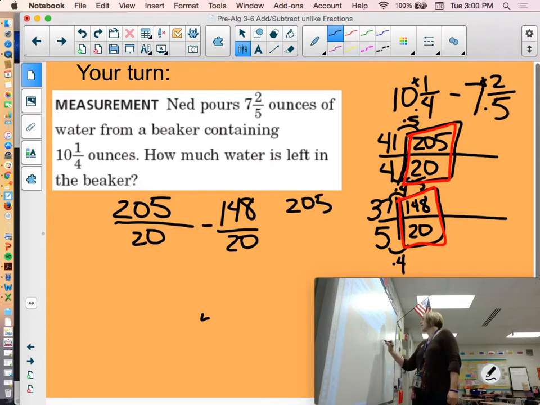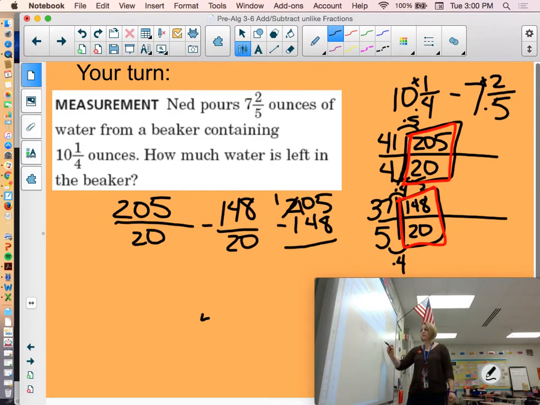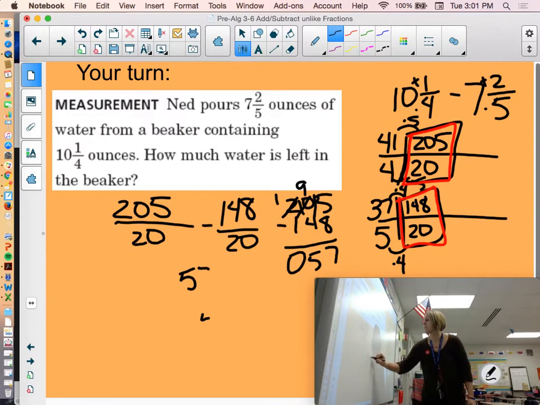So 205 minus 148. I can't subtract. 5 minus 8 does not work. So I have to borrow. I can't borrow from here, so I have to borrow from here. Remember, a lot of you have had trouble with this borrowing thing. Keep borrowing as long as you need to. 15 minus 8 is 7. 9 minus 4 is 5. And this would be 0. So 57 over 20 is how much is left in my beaker.